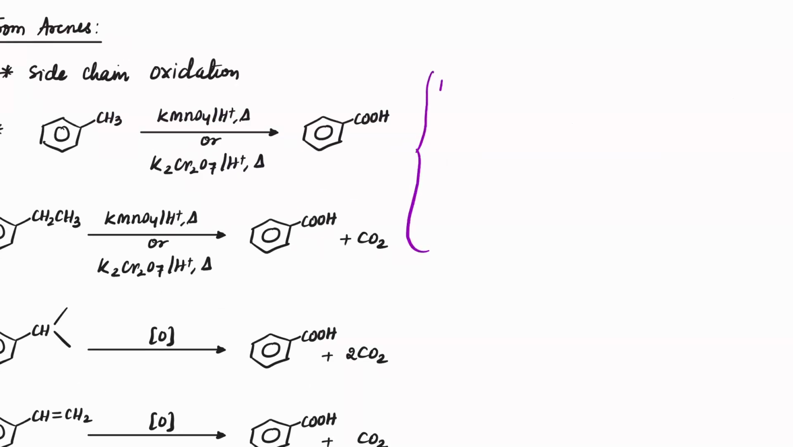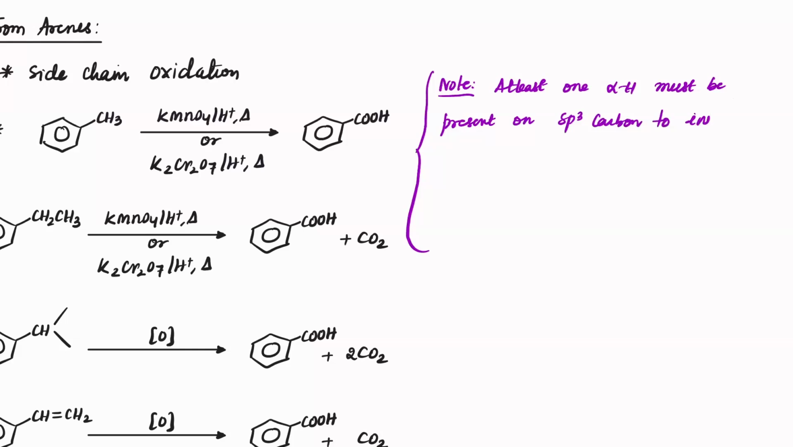So let's put this as a note. At least one alpha hydrogen must be present on sp3 carbon to initiate the oxidation.